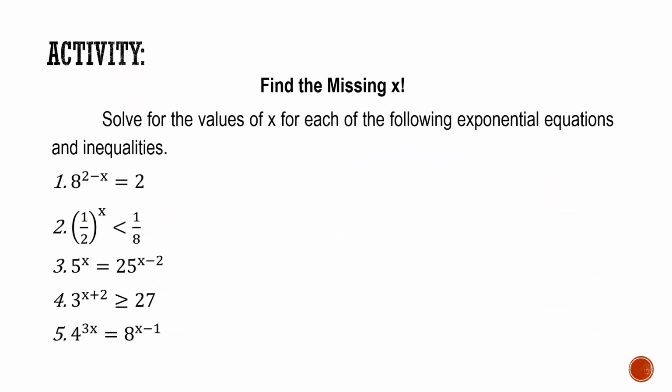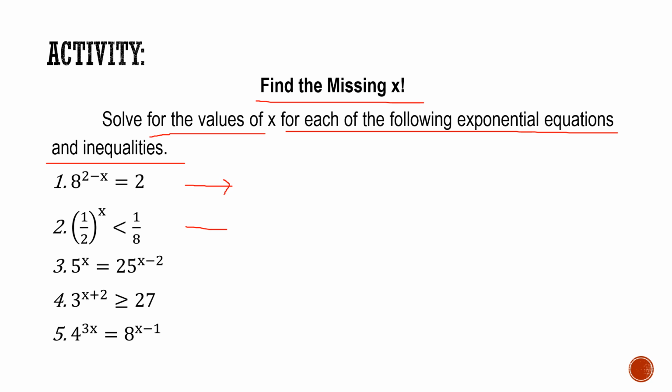So for your activity, find the missing x. You just simply apply whatever we discussed, the conditions being given, then solve for the value of x. Your task now is to solve for the values of x for each of the following exponential equations and inequalities. Here, there's an equation, inequality, equation, inequality, and equation. So there are 3 equations and 2 inequalities. Find the value of x, then you can put your solutions and answers in your notebooks.